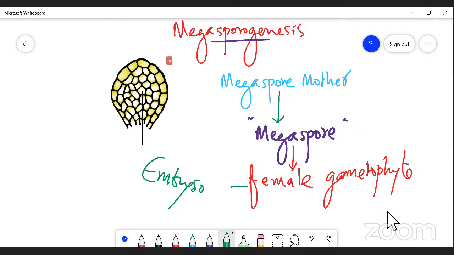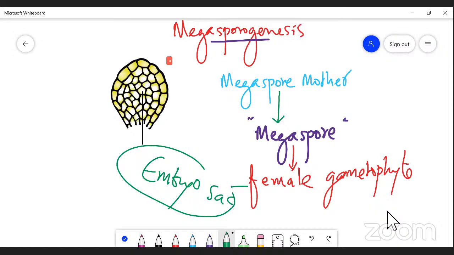Embryo sac is also known as the female gametophyte. This female gametophyte is derived from the megaspore. The megaspore is produced by the megaspore mother cell. This megaspore mother cell is produced from the archisporial cell, right? This development through various stages of cells is called megasporogenesis. I repeat once again, megasporogenesis is nothing but the formation of megaspore from the megaspore mother cell. As a result, we get the female gametophyte, or the embryo sac.